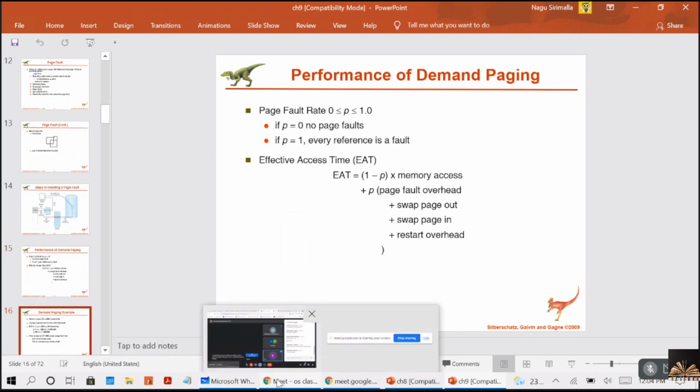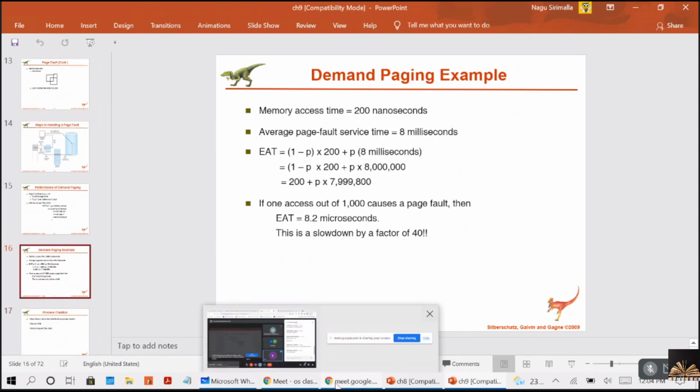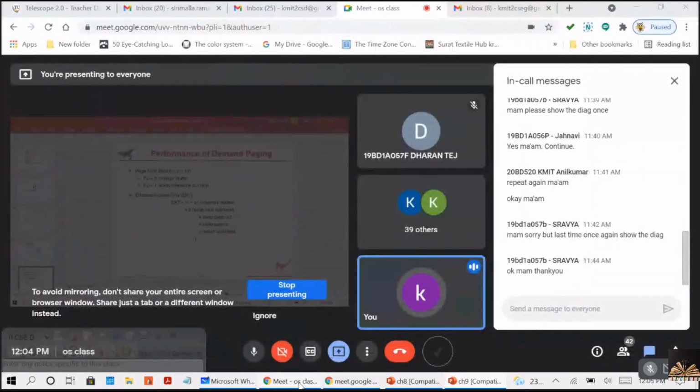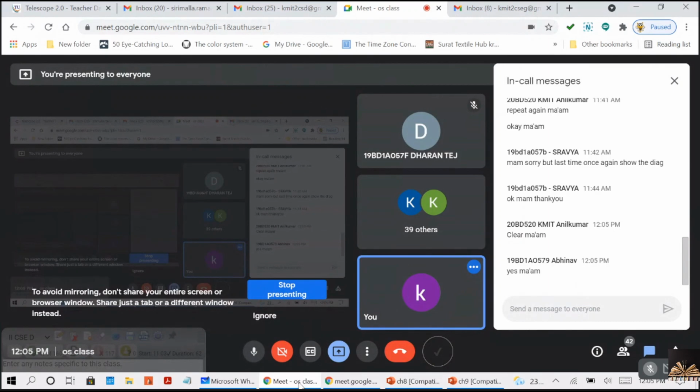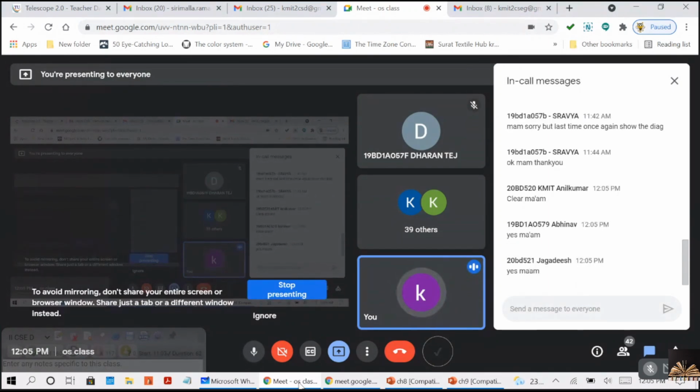Guys, demand paging is clear for you all? Yes? You understand? Anil? Yes. Okay. So we are done with the demand paging concept now.